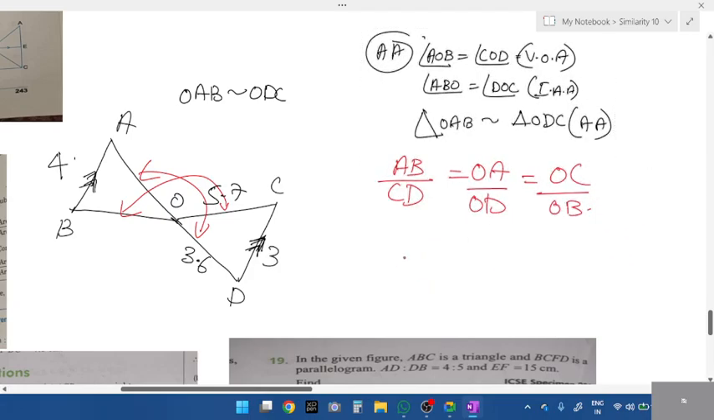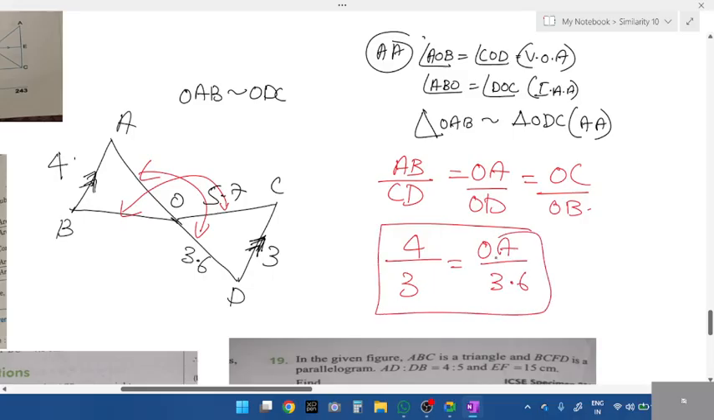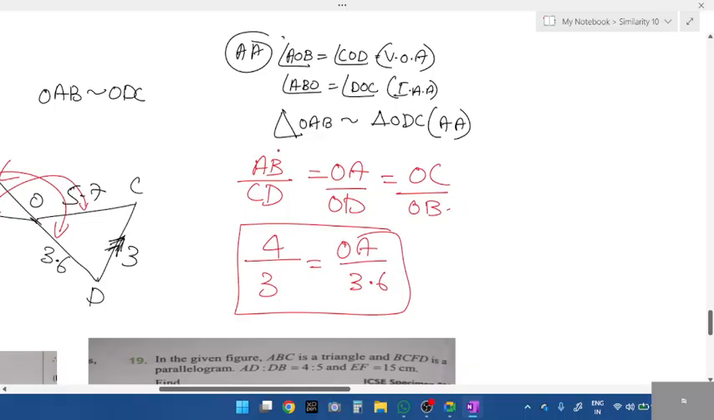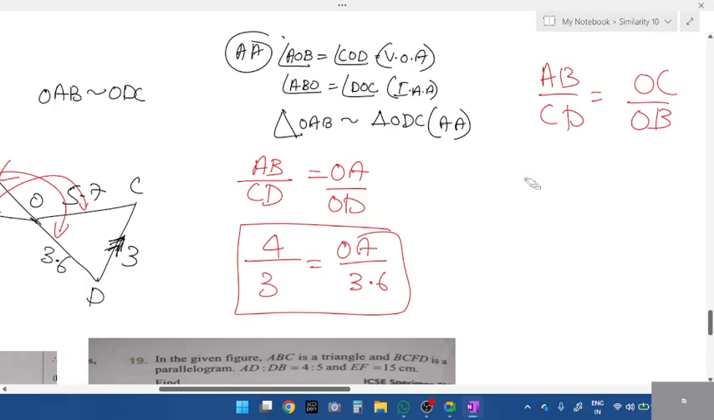Tell me the values. What is AB value? AB is 4 divided by CD is 3. What is OA value given? OA is not given. We need to find. OD is how much? 3.6. Is this clear? Use this formula to find the first one and take the next one. Take the first one and the last one. AB divided by CD is equal to OC divided by OB. So total 2 formulas, students. Use these 2 formulas, find the value.